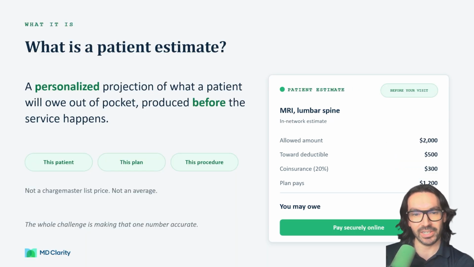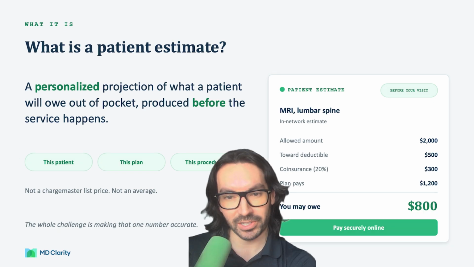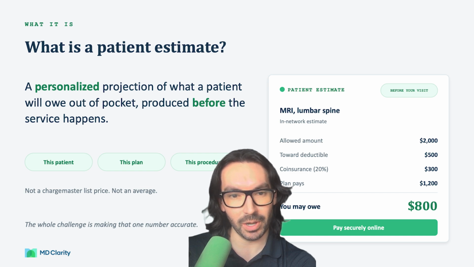Now let's start with a clean definition. A patient estimate is a personalized projection of what a patient will owe out of pocket for a service, produced before that service happens. The word that matters most is personalized. This isn't a list price, and it isn't an average. It's specific to this patient, this plan, and this procedure. Hold on to that, because the entire challenge of estimates comes from making one number both specific and accurate.